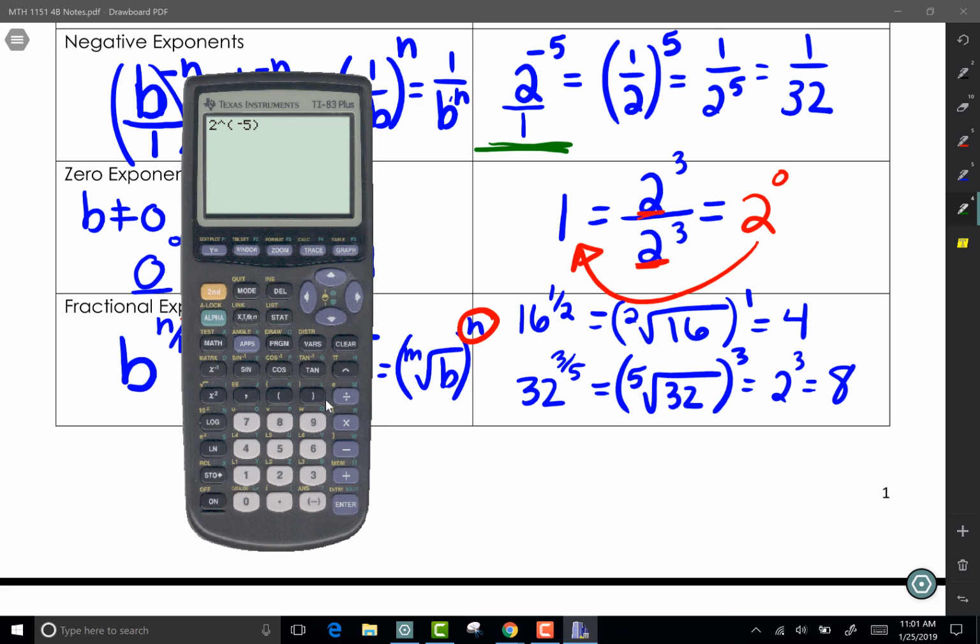Now, some of you might have the newer model where it actually raises it up on your screen so that you can see that the negative is in the exponent with the 5. But if you don't have that newer model, you definitely want to make sure you put parentheses around your exponent. That way the calculator knows the negative is included in your exponent. When I hit enter, of course, it's going to give it to me in decimal form, but I can check by working backwards and tell it to put it in fraction form to show that it's 1 over 32.